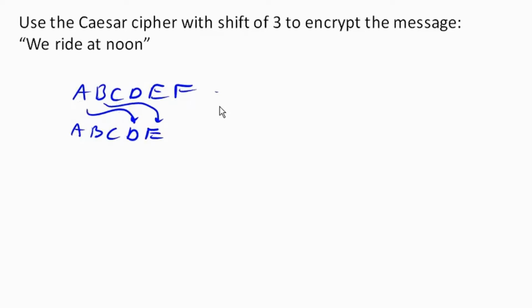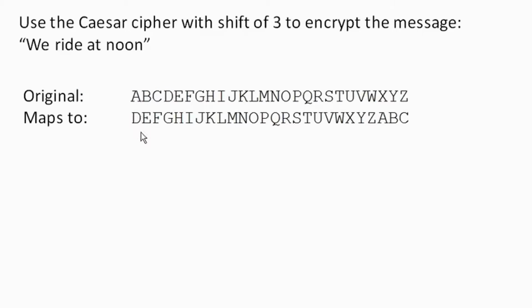So the entire shift here would look like this. A would map to D, B to E, C to F, and so on and so forth. To encrypt the message we write at noon, we simply encrypt each character. So W maps to Z, E maps to H, and typically we just do everything in uppercase. R maps to U, I maps to L, D maps to G, E maps to H, A maps to D, T maps to W, N maps to Q, O maps to R, O maps to R, N maps to Q. And there we are. There is our message encrypted.